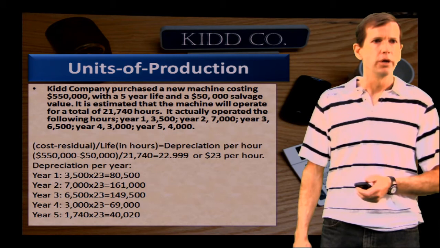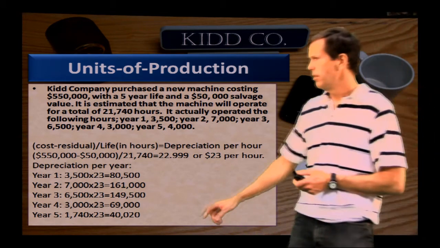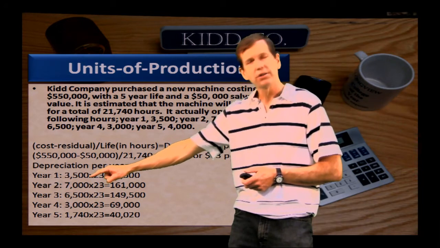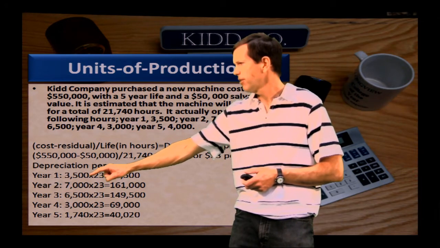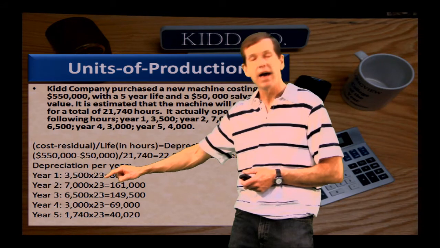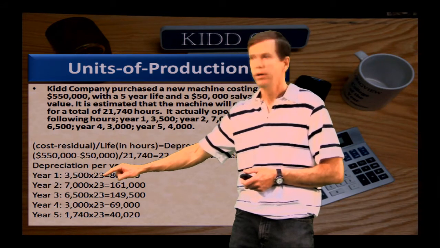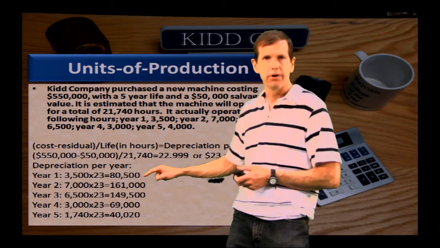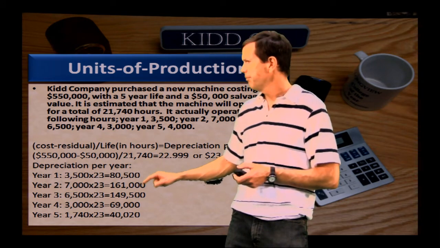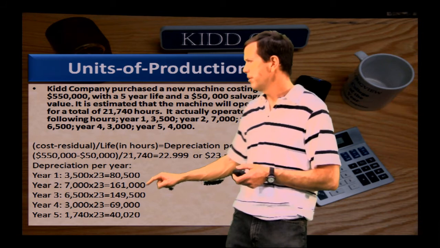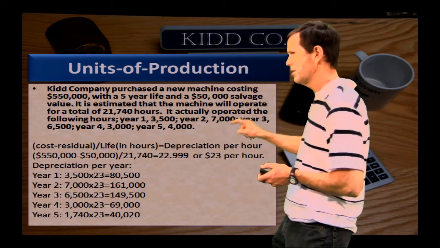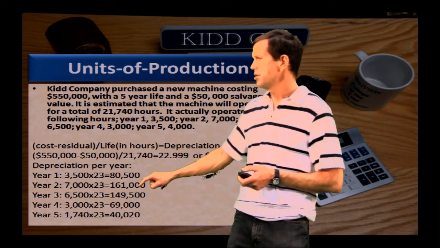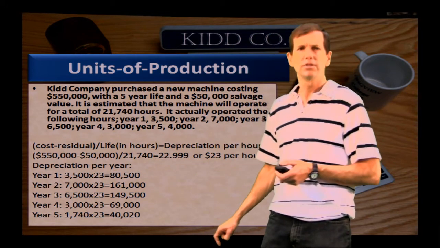Now, all we do is multiply the amount that we've used each year. So you can see in year one, we actually used the machine for 3,500 hours. Just simply multiply that times our depreciation per hour, and that gives us our depreciation of 80,500. Check my math. Going down here, year two, we estimated we'd use the machine 7,000 hours. So we take the 7,000 times 23, depreciation of 161,000 in the second year.